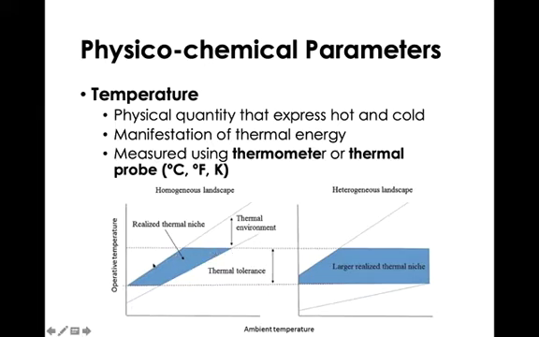However, the realized thermal niche, ito yung temperature, okay, now made available for the organism. So you have the thermal environment and thermal tolerance, which is the fundamental thermal niche, but you have only this portion ng thermal energy or temperature na available for the organism. As compared, if you have a heterogeneous landscape, so ibig sabihin there's a mixed type of vegetation or mixed type of organisms, as you can see, they have the larger realized thermal niche.